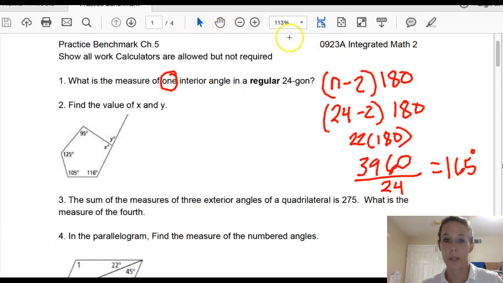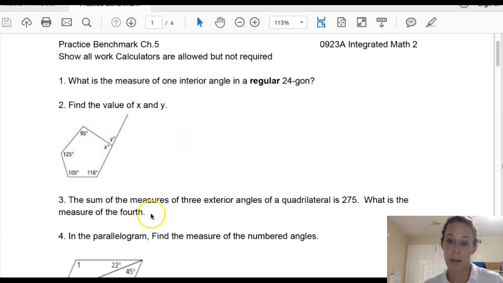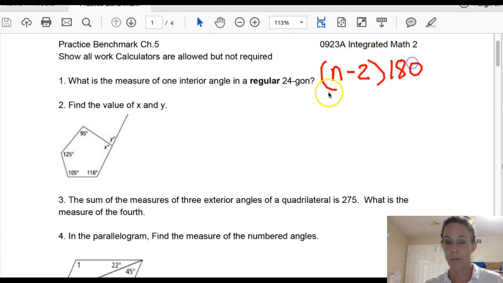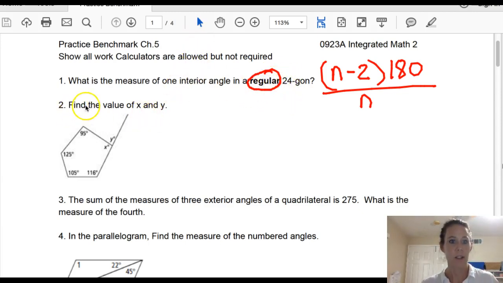So this is the formula that you would use when you're working just the sum of the interior angles. And if you wanted to find one interior angle of a regular polygon, remember it has to be regular for this to work, the formula would be (n minus 2) times 180 divided by whatever that number is, 24. And it only works for a regular polygon, meaning all the angles are the same measure. All right, so make sure you know that. All right, let's go to the second one.